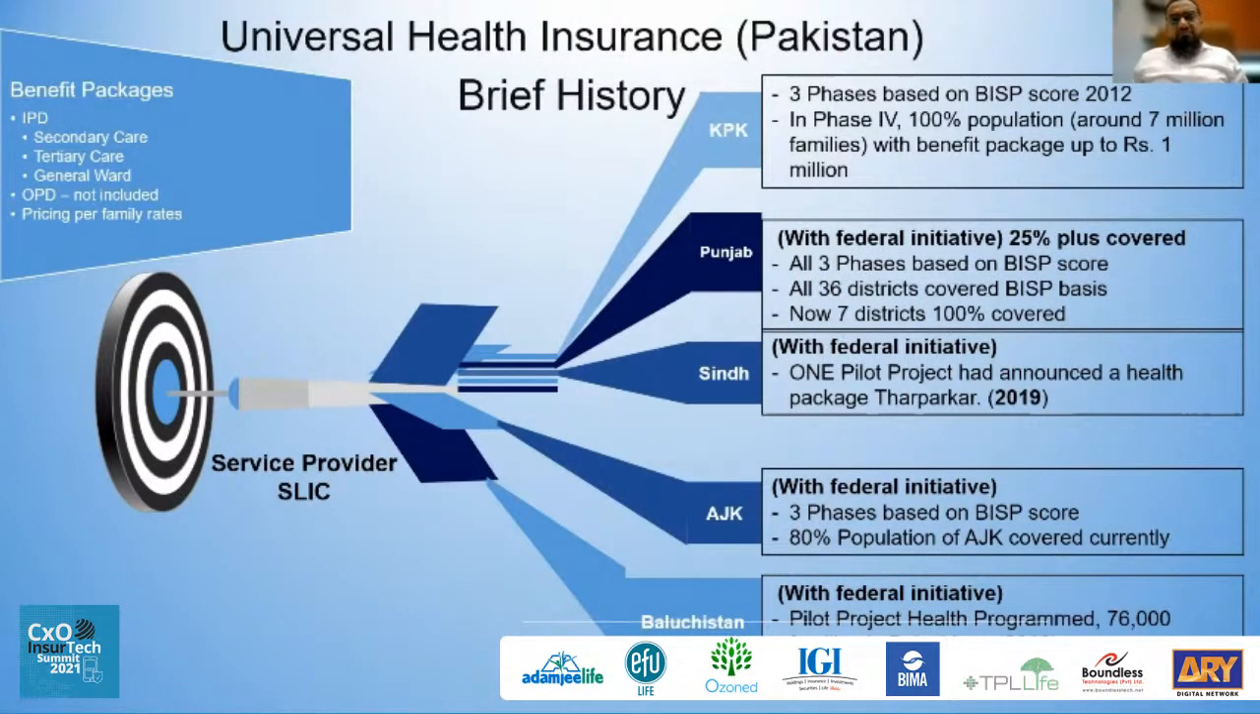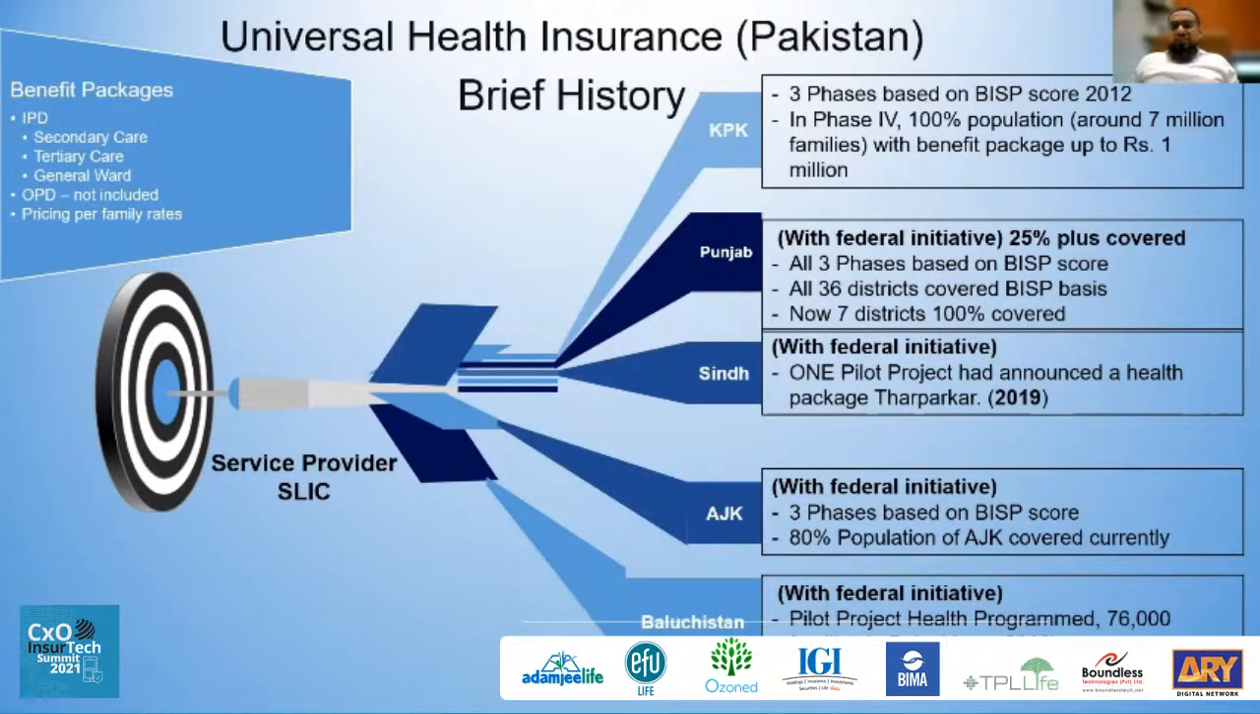Going next to Punjab, Punjab took a similar approach, not the same, but with a federal initiative, not by the provincial government at that time. In I think 2015, they did a pilot in Faisalabad with 3 to 4 districts and took it to 36 districts in 2 phases, based on the BISP score again. As of last year, 36 districts are covered, and around 25% of the population, I must say, is now covered for Punjab province. Punjab, you know, is half of Pakistan, 110, 120 million population.